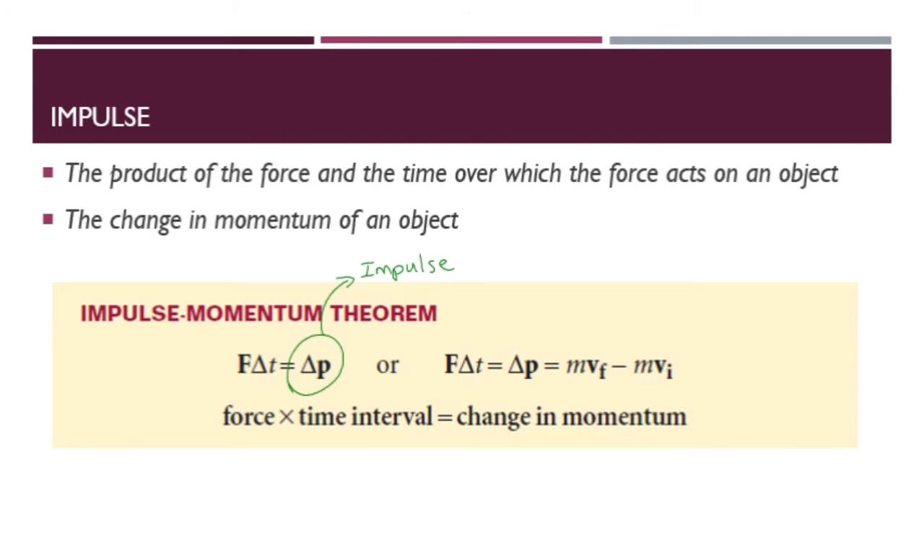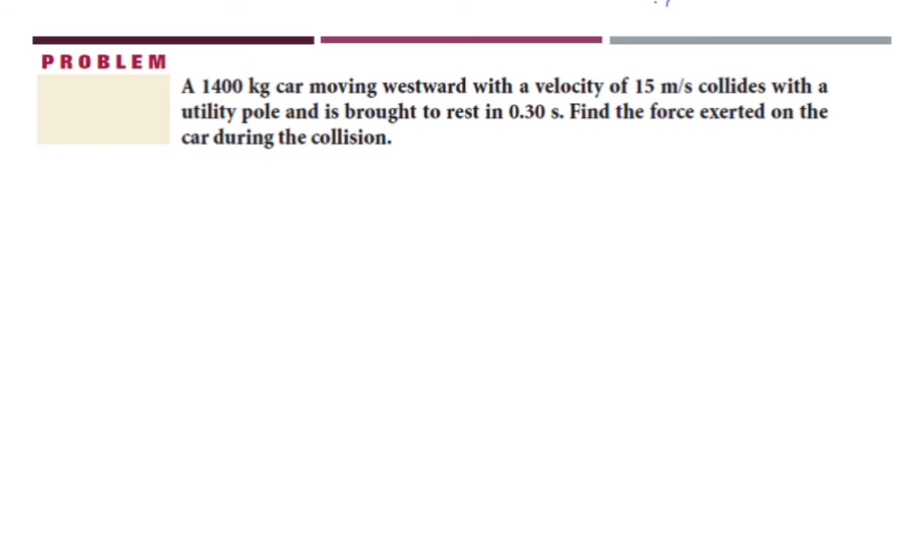Let's take a closer look at that. A 1,400 kilogram car moving westward with a velocity of 15 meters per second collides with a utility pole and is brought to rest in 0.3 seconds. Find the force exerted on the car during the collision.